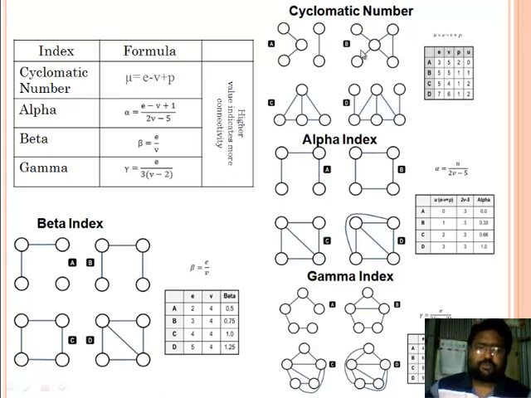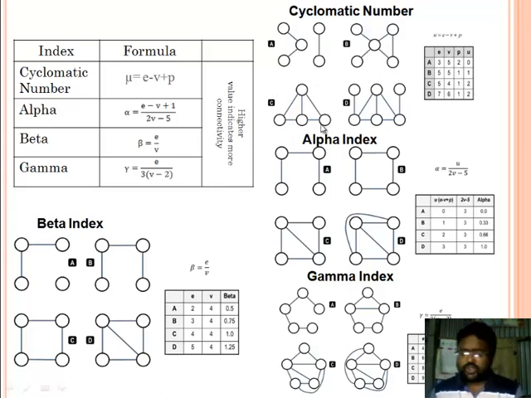And look at this graph B. Here the number of nodes is 5 and the number of edges is 5 and the number of unconnected subgraphs is 1, therefore the cyclomatic number is 1. Similarly, you can find out the cyclomatic number of graph C. In graph C, the number of vertices is 4 and the number of edges is 5: 1, 2, 3, 4, 5, and the number of unconnected subgraphs is 1, therefore the cyclomatic number is 2.